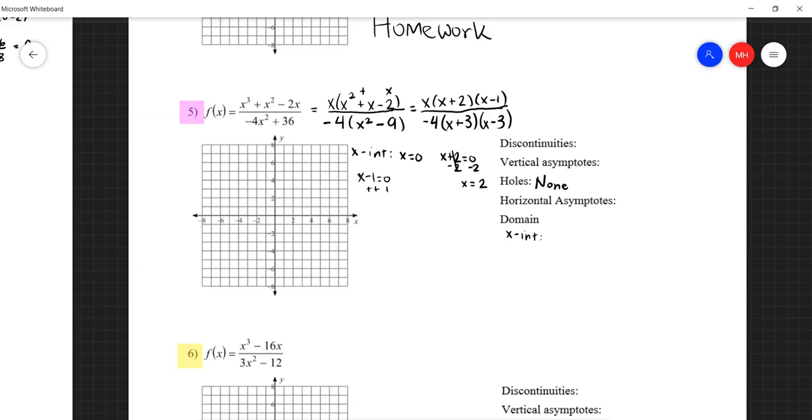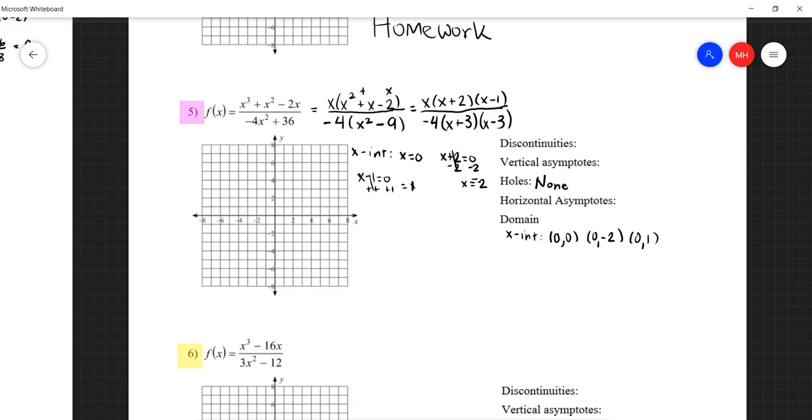Add 1, x equals 1. Remember when we write our x-intercepts, they are all points, so we have 0, 0, 0, negative 2, and 0, 1. Those are 3 x-intercepts.